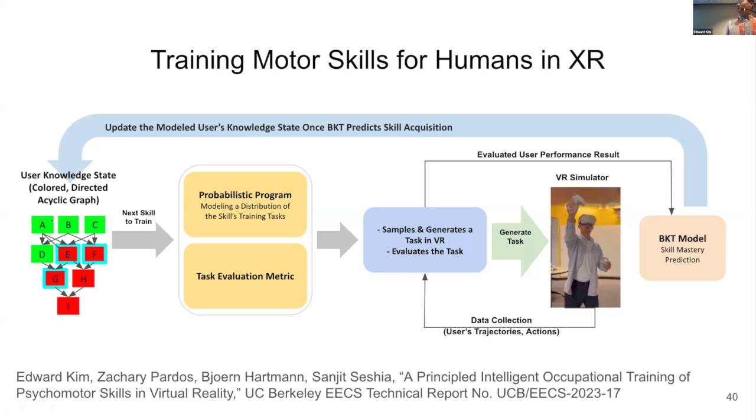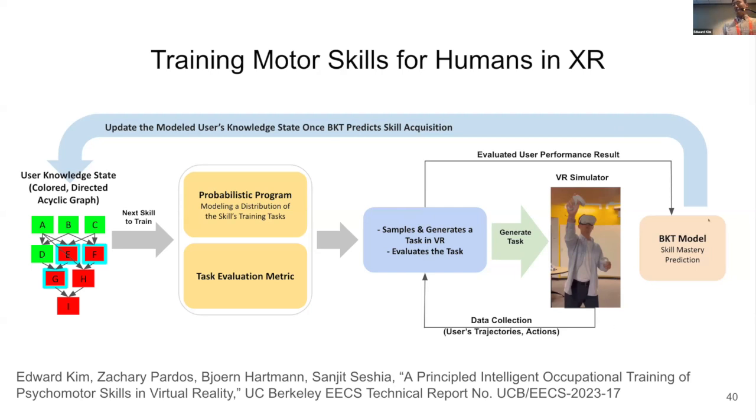So A, B, and C, each node over here relates to each motor skill that we want to train people for, and each skill is associated with its own probabilistic program, SCENIC, and its evaluation metric. Then, given that, we were sampling from that SCENIC program and generating that scenario or task in VR, and then collecting the user's trajectories and actions to evaluate the task, and then evaluating the user performance results, and so on.